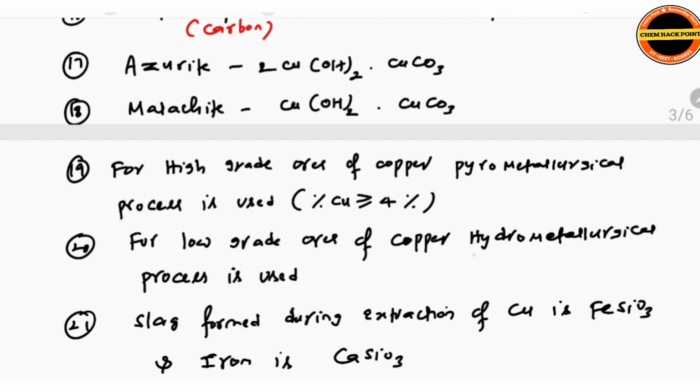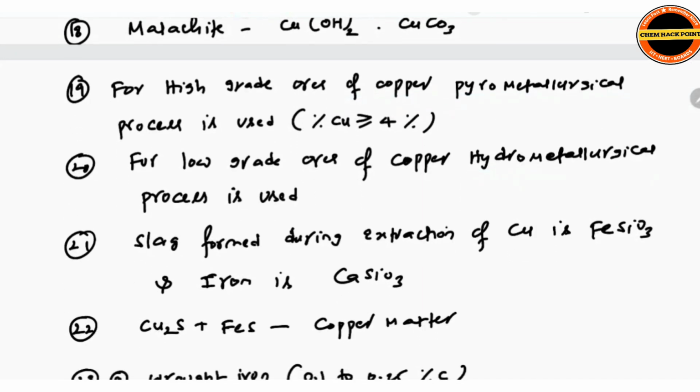For low grade ores of copper, the hydrometallurgical process is used. Hydrometallurgical process means it involves dissolving in solution. In solution form we use this method, whereas here it is dry form, heating form.